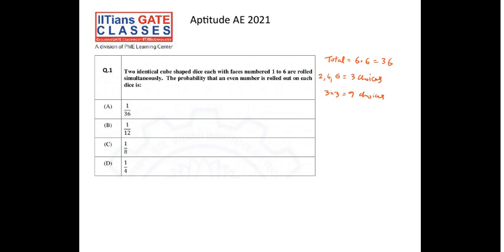So the final answer, the probability, let's say P, comes to 9 divided by the total, which is 36, which is 1 by 4. So the correct answer is D, 1 by 4. Let's move on to the next question.